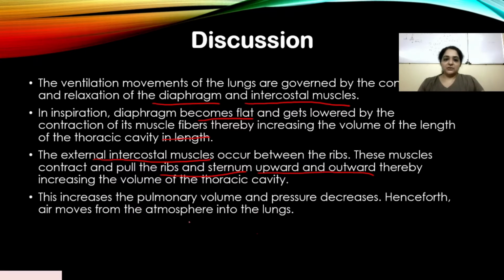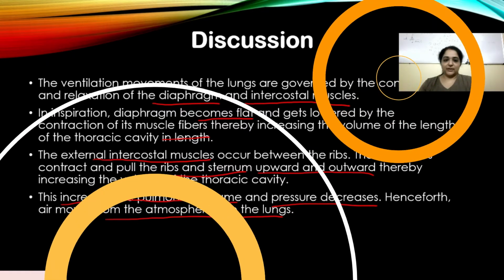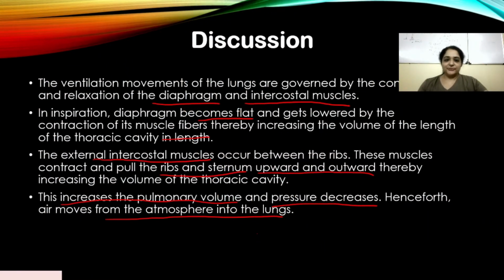So when the diaphragm moves down, the thoracic cavity also moves upward and outward. This increases the pulmonary volume and pressure decreases. So air moves from the atmosphere into the lungs. So the answer is diaphragm and intercostal muscles. Okay, cool. Let's move on to the next question.